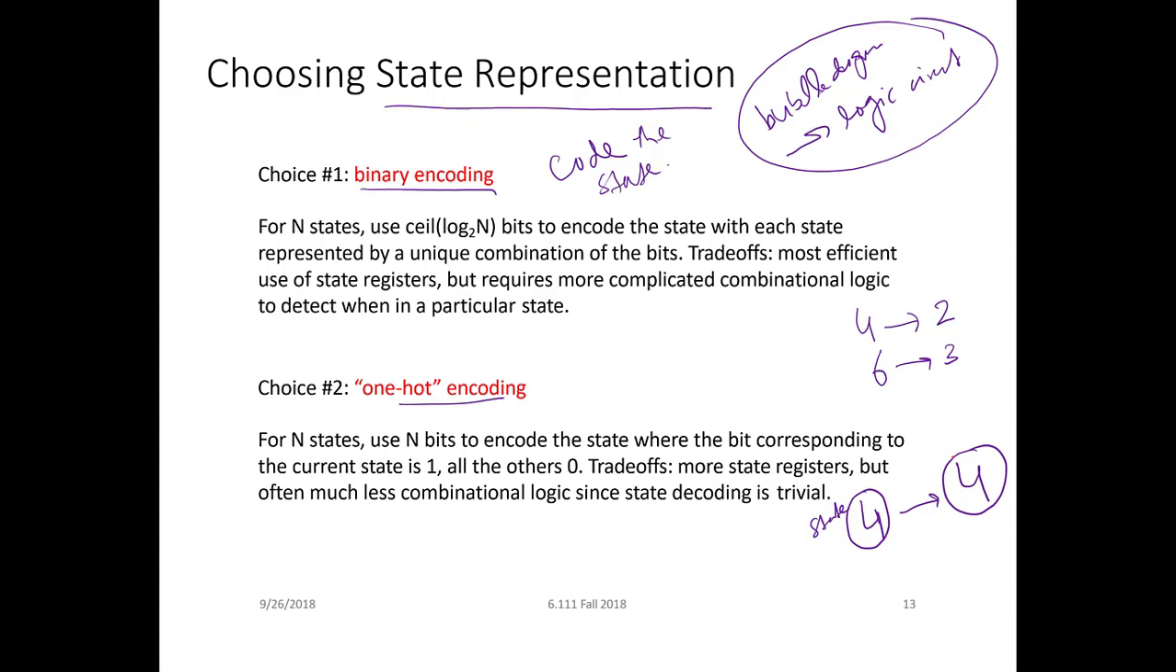These two have different properties. For example, one hot has lower power consumption, because you remember in the power consumption chapter we discussed the switching activity. The switching activity is low in one hot encoding compared to binary encoding.